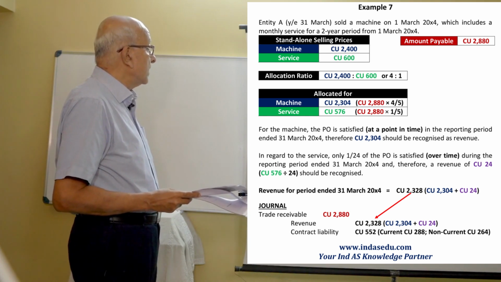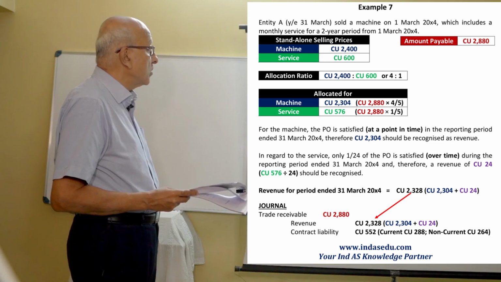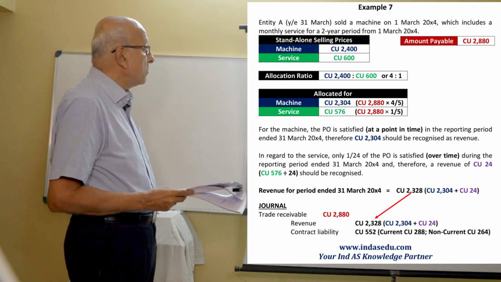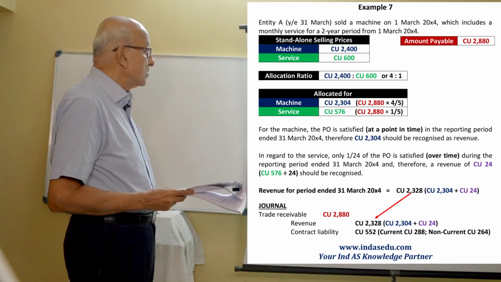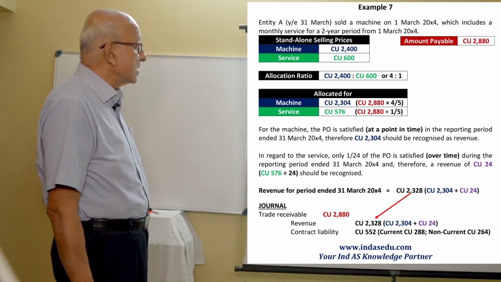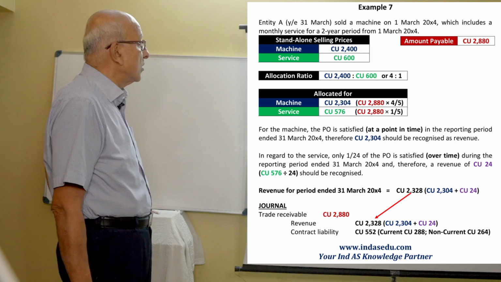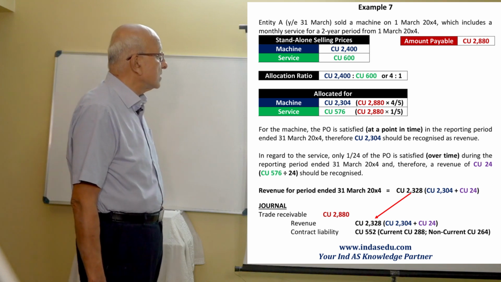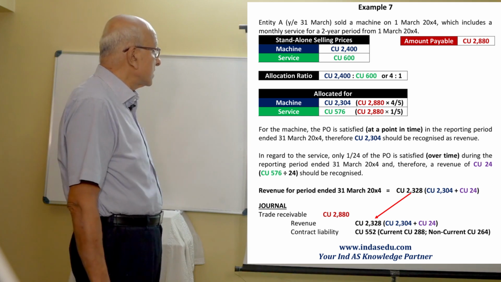Entity A, year end 31st March, sold a machine on 1st March, which includes the monthly service for a 2-year period from 1st March. The standalone selling price of the machine and the services are 2,400 and 600 respectively. The amount payable is 2,880. So it's a combination of contract. Their individual selling prices are 2,400 and 600.